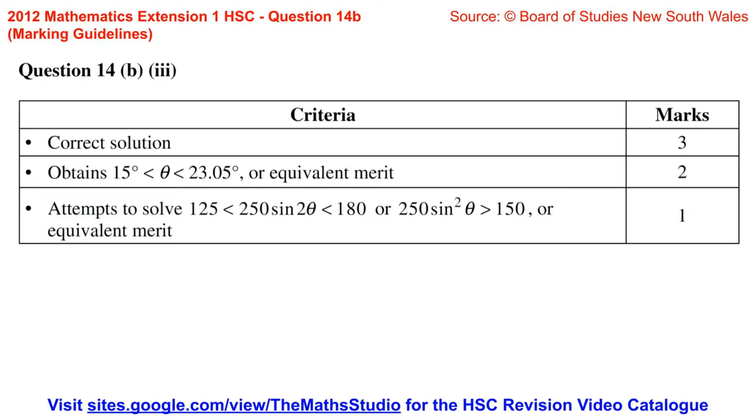The following are the marking guidelines for question 14b, part 3. For 1 mark, we have attempts to solve 250 sine 2 theta greater than 125 and less than 180, or 250 sine squared theta greater than 150 or equivalent merit. For 2 marks, we have obtained theta greater than 15 degrees and less than 23.05 degrees or equivalent merit, and for 3 marks, we have correct solution.